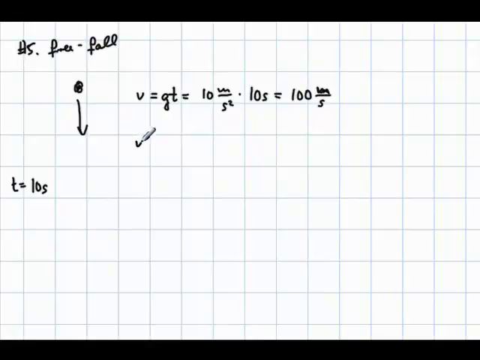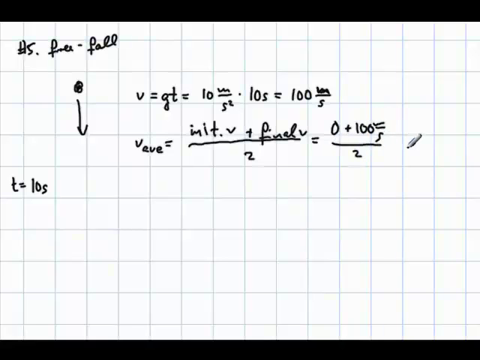What is the average velocity, which of course is the initial velocity plus the final velocity, and divide that by 2. So it's going to be the initial one, it falls from rest, so that's 0, plus the final one, 100 meters per second, divided by 2, which comes out to 50 meters per second. Of course, we could have just looked at that and figured that out.